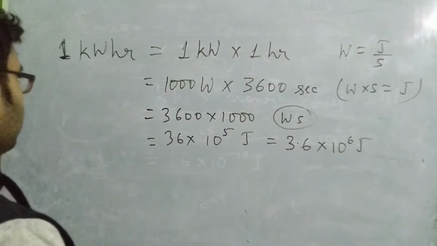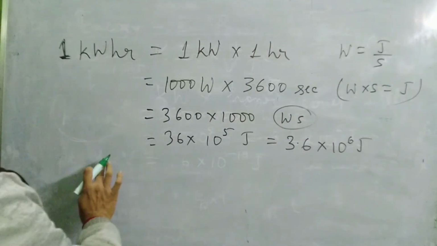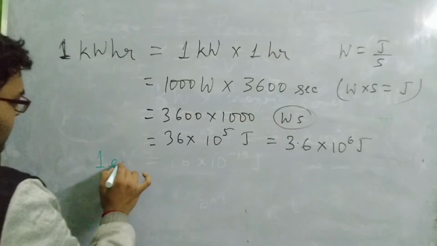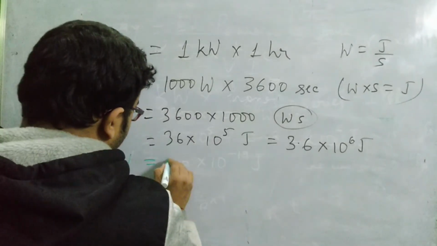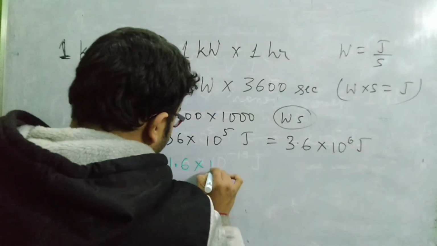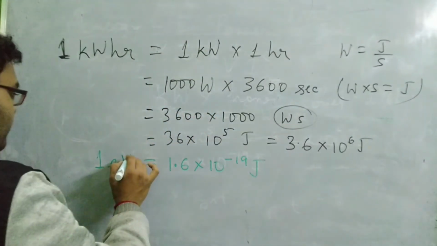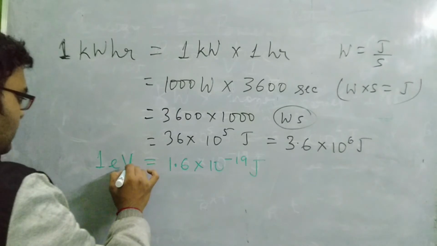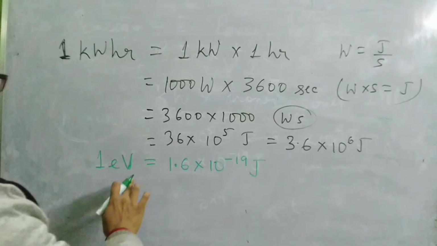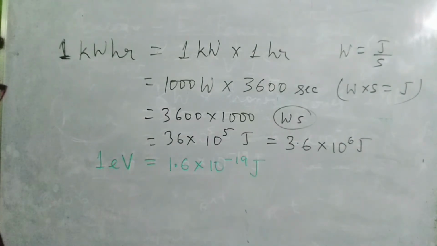Another unit that we use generally for electrical energy is 1 electron volt, 1 eV. It is equivalent to 1.6 into 10 to the power minus 19 joule. Generally we use this unit, electron volt, when we have very small electrical energies. So for small electrical energies we often use this unit, electron volt.